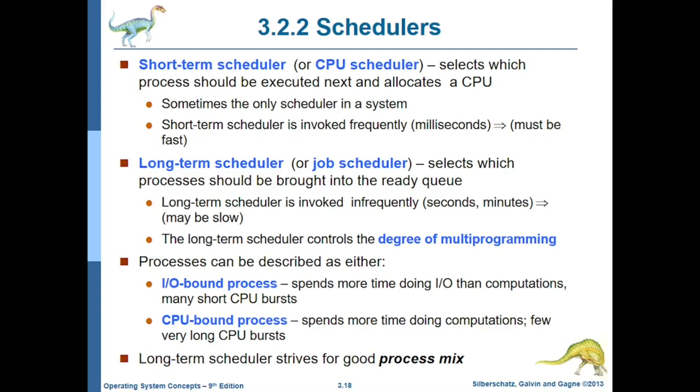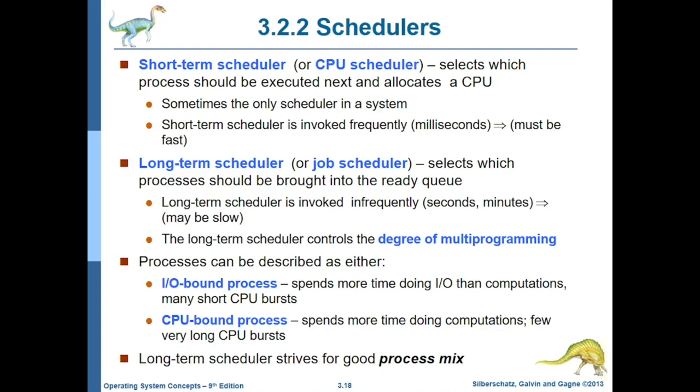The ready queue is a list of processes that are waiting for the CPU. The short-term scheduler is invoked frequently, which is every few milliseconds, because processes may finish their CPU burst or get blocked by an I/O request. Therefore, the short-term scheduler must be fast and efficient.